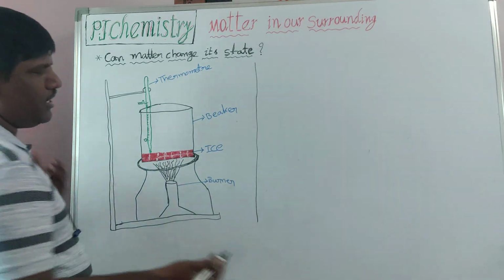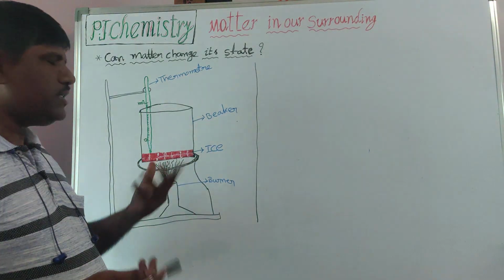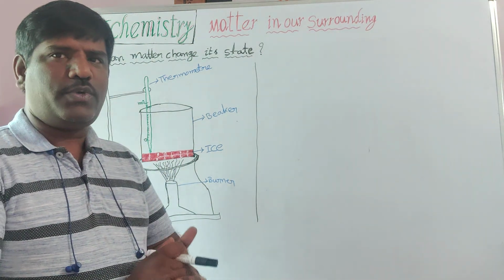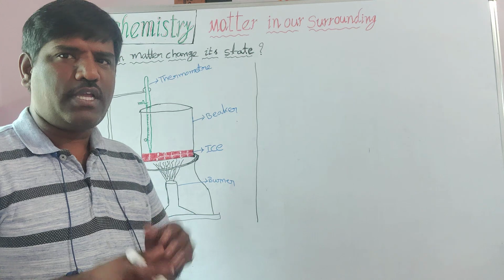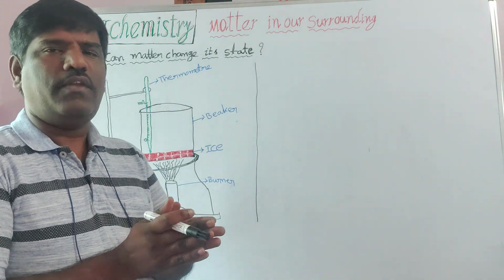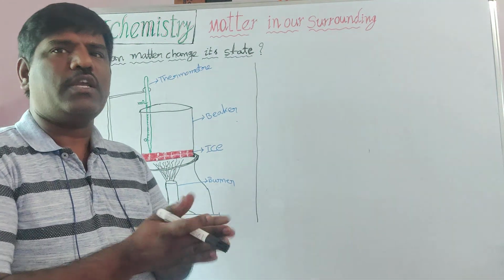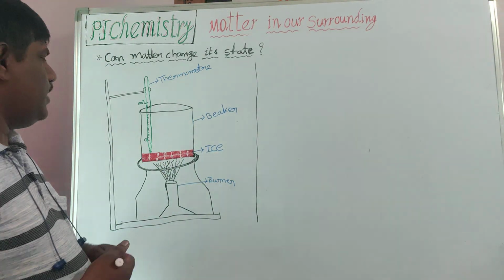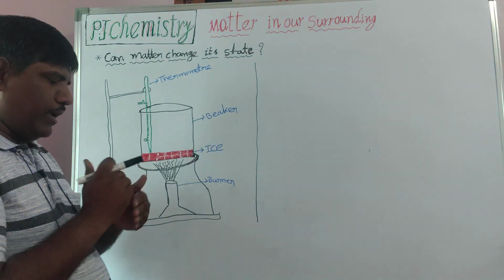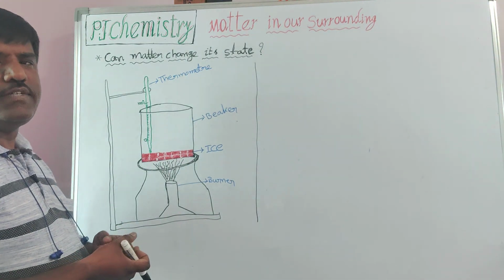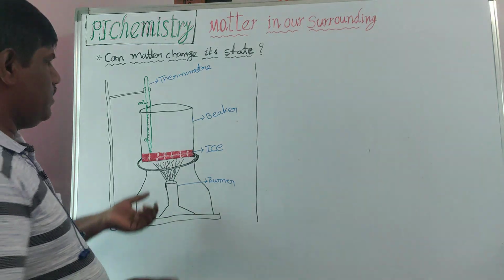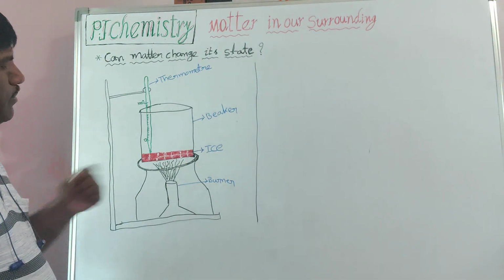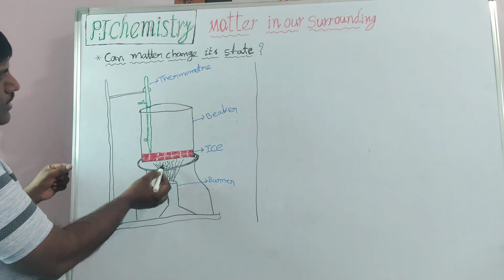Ice cube means it is in the solid state. As per previous knowledge, in the solid state the attraction between the particles is more and the interstitial space is less, meaning the gap is very small. When attraction is more, the gap is very small, so it exists as a solid. Now, can matter change its physical state? That is our question. So, with the help of a Bunsen burner, we are giving heat.